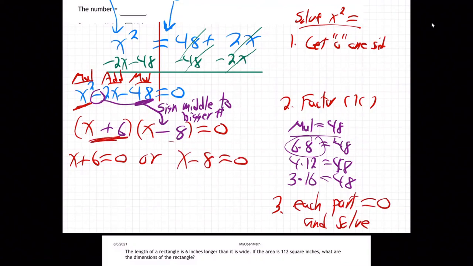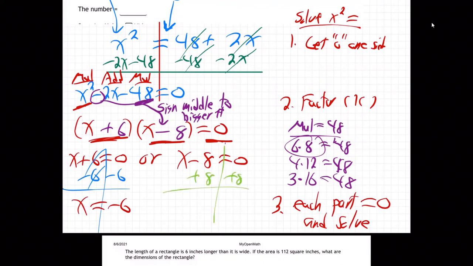Because if 2 things multiply to equal 0, then the first one could be 0 or the second one could be 0. So let's subtract 6 from both sides. Boom, boom. X is negative 6. And then over here, let's add 8 to both sides. Boom, boom. So x is 8.